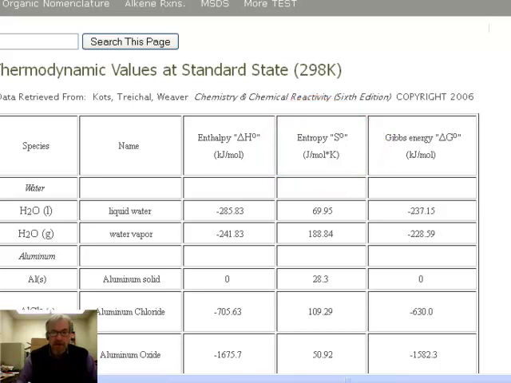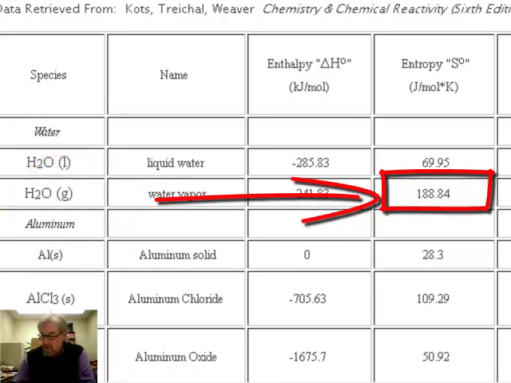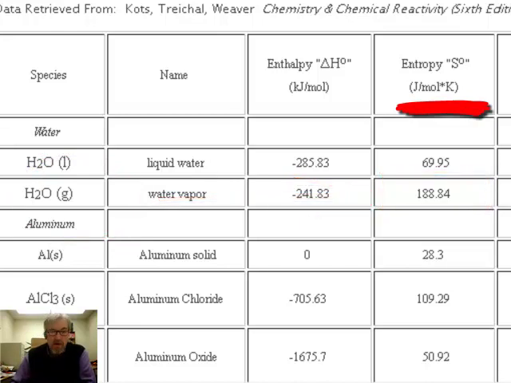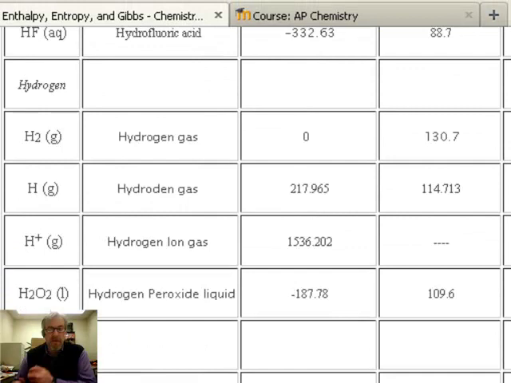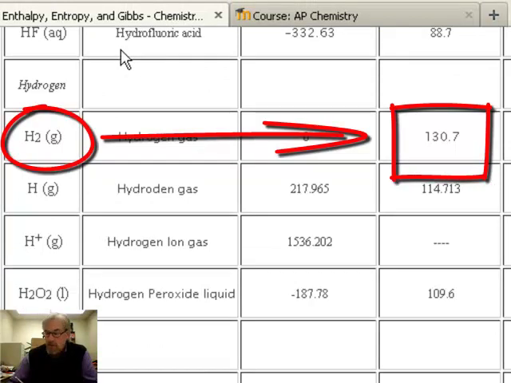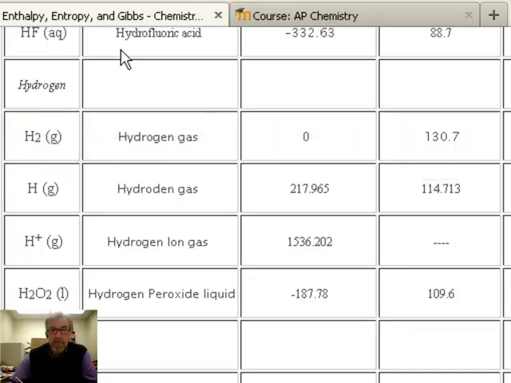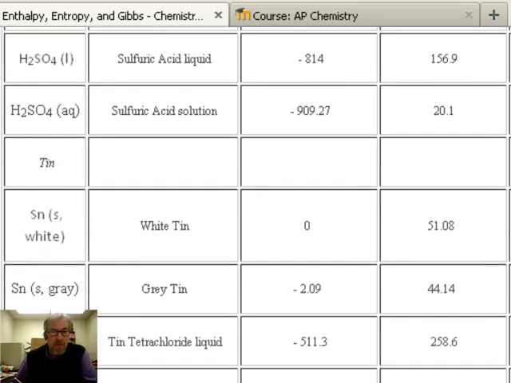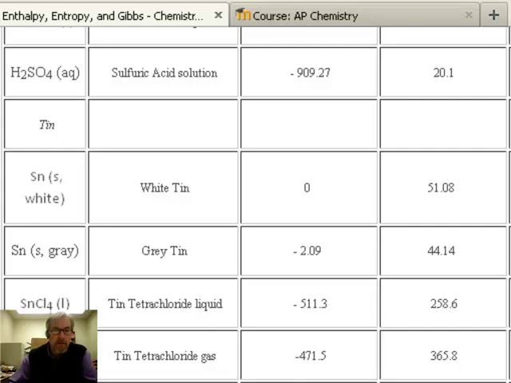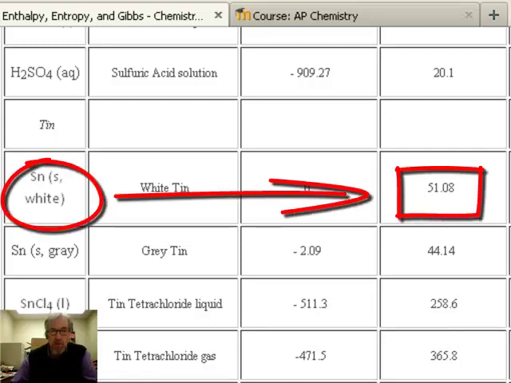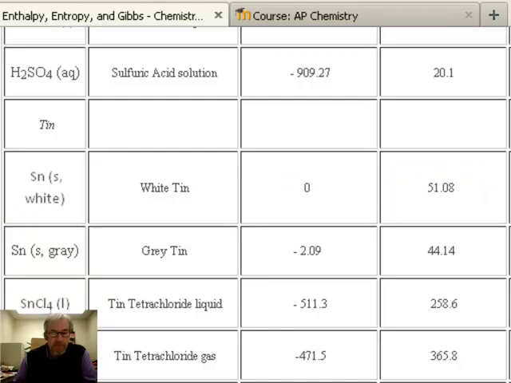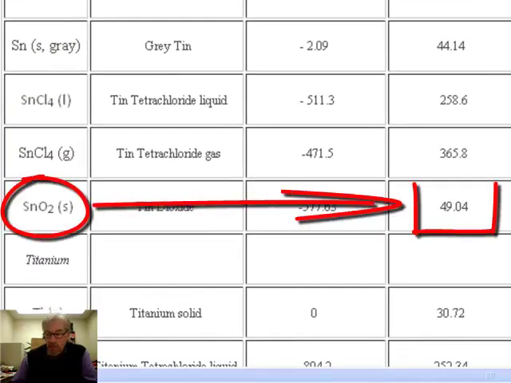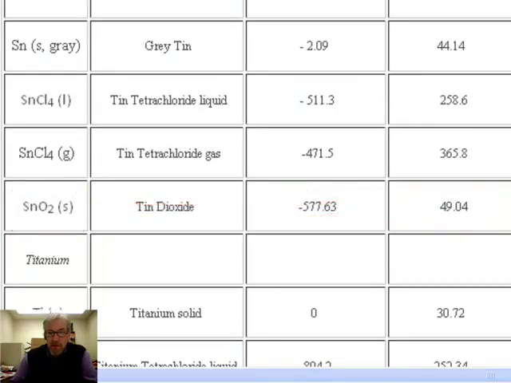Well, we're going to need several pieces of data here. One is water vapor's standard entropy, and we can see that that's 188.84. And the unit here is joules per mole Kelvin. We're also going to need hydrogen. And I found that here. Hydrogen gas is 130.7. And again, that's joules per mole Kelvin. We're going to need tin. We have 2 options here, white tin and gray tin. I think I'm going to use the white tin, which is 51.08 joules per mole Kelvin. And we're going to also need tin 4 oxide, which is right below here, and that's 49.04 joules per mole Kelvin.